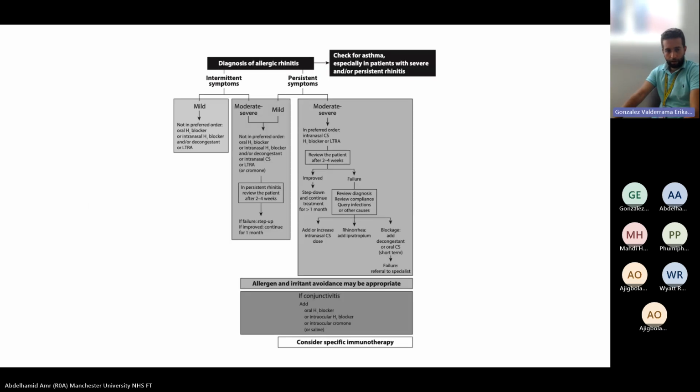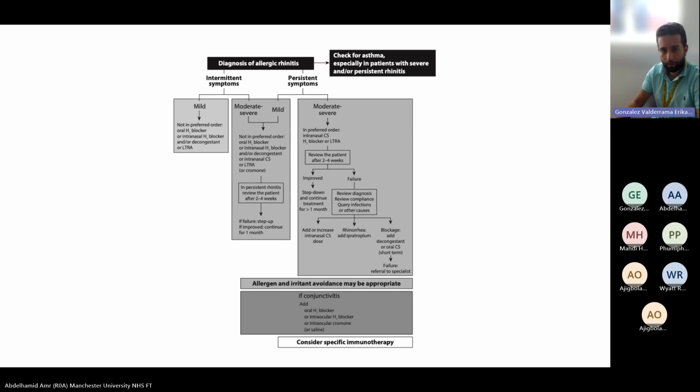So again, the ARIA guidelines are the reference for the exams. Essentially, this is the ARIA guidelines, and it classifies them again, remember, into intermittent and persistent, mild, moderate, severe. For mild intermittent symptoms, they can just start with oral or local antihistamines. Then when it becomes moderate to severe intermittent, or mild persistent, you start adding intranasal steroids.